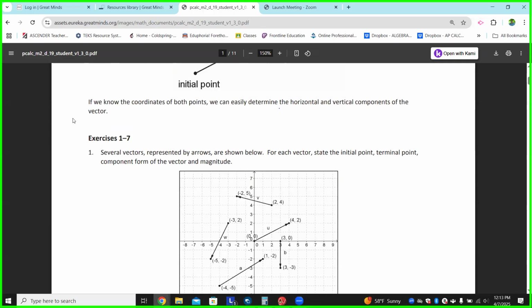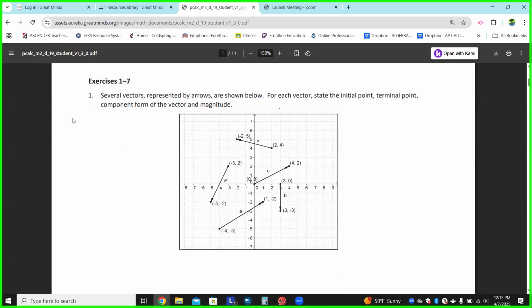This is exactly what they're doing as well. So in exercises 1 through 7 here, it says several vectors represented by arrows are shown below. For each vector, we're going to state the initial point and the terminal point and the component form of said vector. So again, remember, initial point is the point it starts. Terminal point is the point it goes. And then the component form would be the vector itself. How did you get from initial to terminal point? You can physically look at it, and we'll be able to mathematically do this as well.